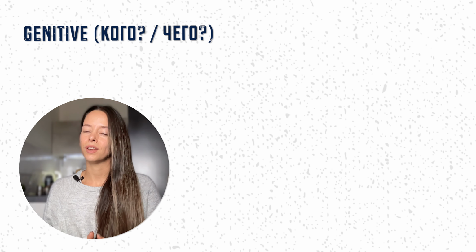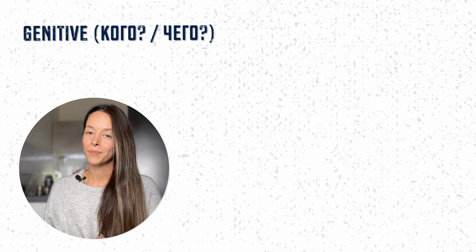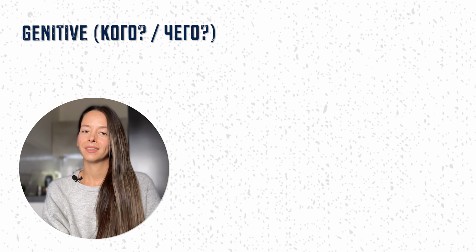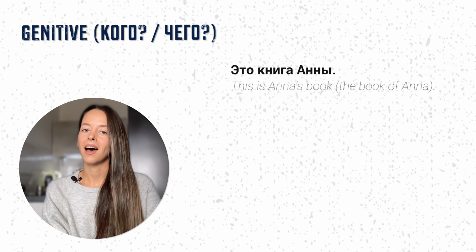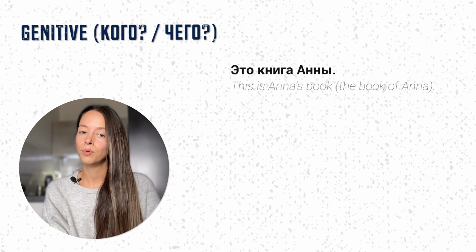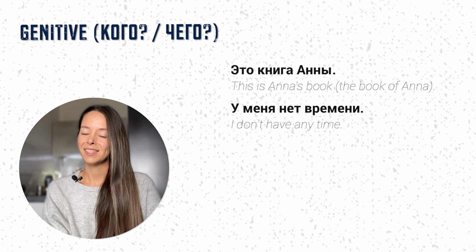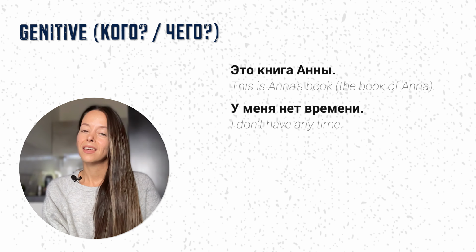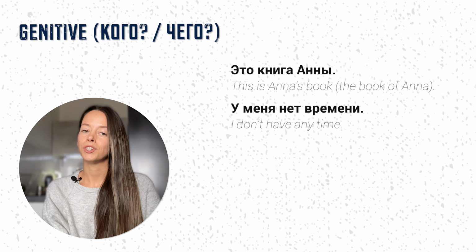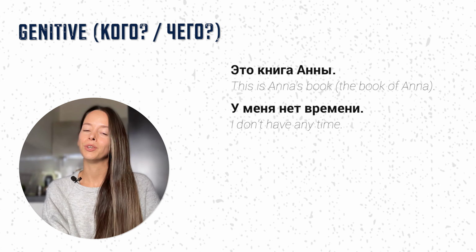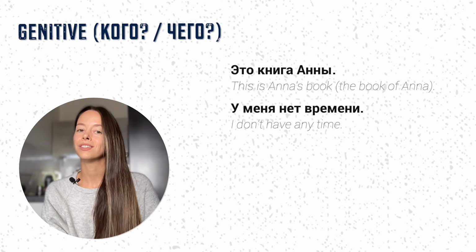So in English, whenever you need to use the preposition of, in Russian, we use the genitive case. For example, это книга Анны. This is Anna's book. У меня нет времени. I have no time. In the second sentence, you can see that we have used the genitive case after нет. This is another very common usage of the genitive case, after the negation нет. To learn more about the usage of genitive case after negation, have a look at this video here.